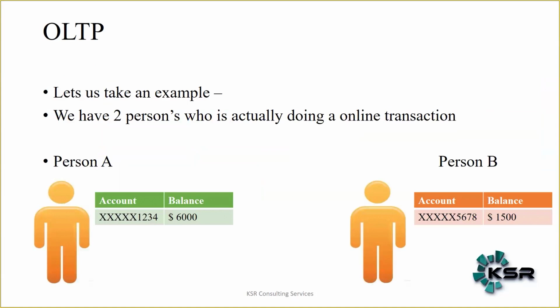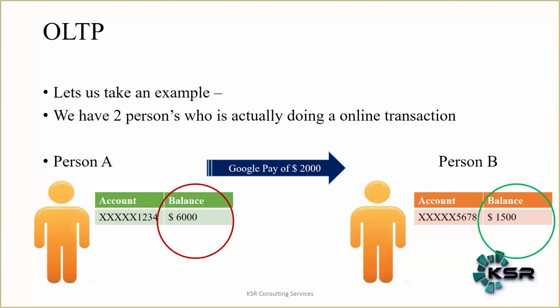Now, this is what I told you. Person A and person B are doing online transactions. Person A is making a GPay of 2K and the next second the balance has to change. Sometimes transactions will fail because of network issues, battery issues, charger issues, whatever. Suddenly your phone gets switched off, or suddenly there is no internet. That is all fine. That is called a failed transaction.